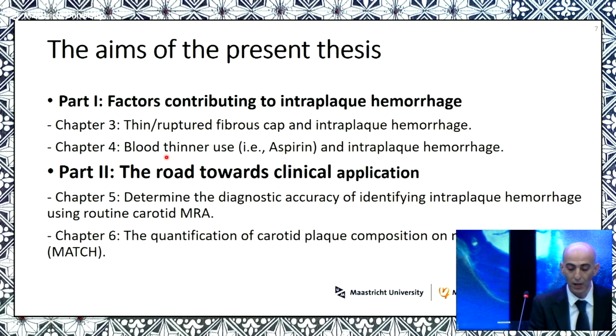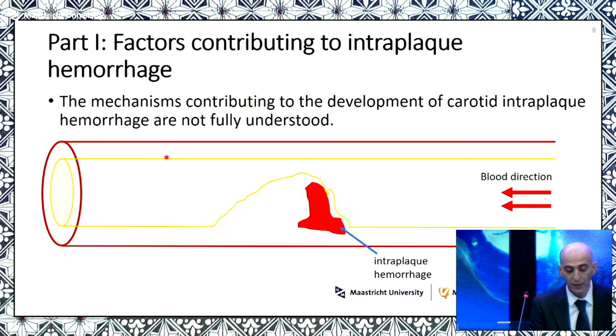In part 2, I also did two experiments to facilitate the clinical application of this imaging. In chapter 5, I determined the diagnostic accuracy of identifying intraplaque hemorrhage by using routine MRA. MRA is different from MRI. MRA is a technique to image the blood flow, not the tissue. And in chapter 6, I also did an experiment to quantify carotid plaque composition with a fast, novel MR technique. It's called MATCH.